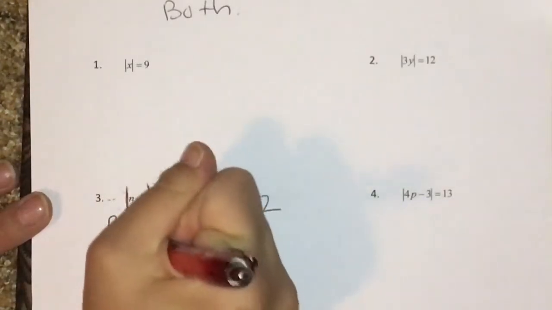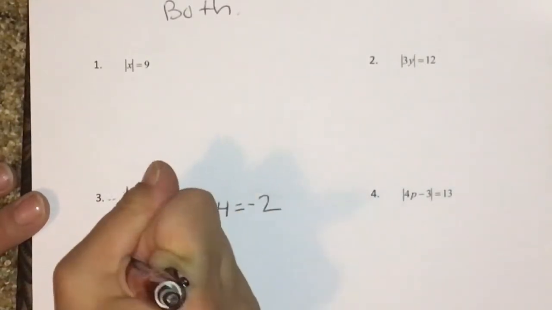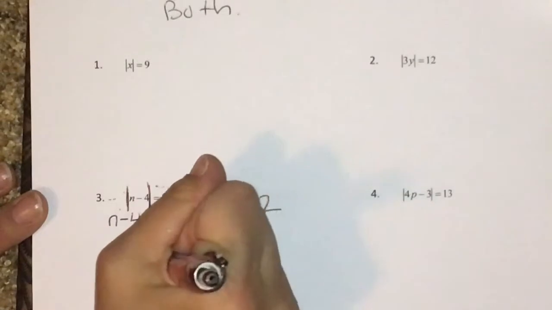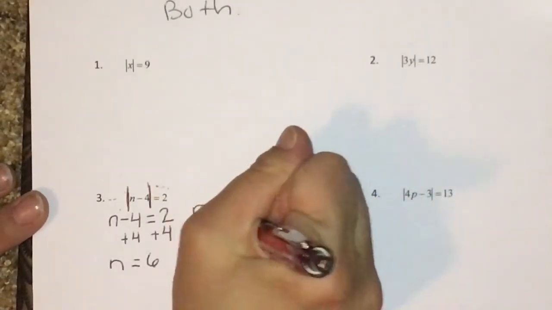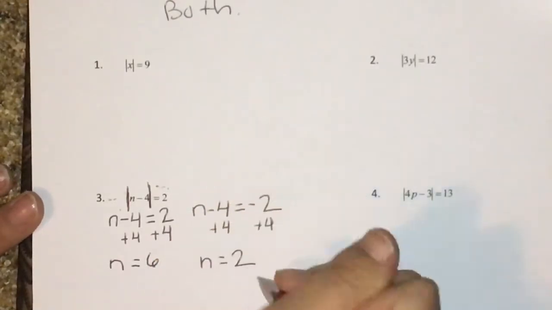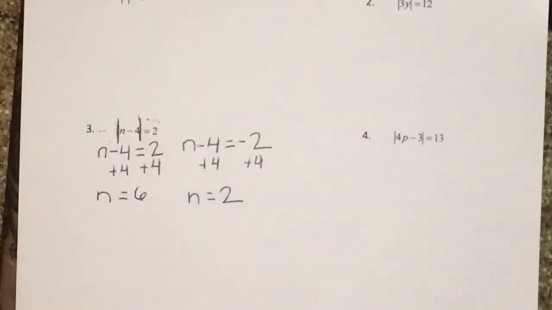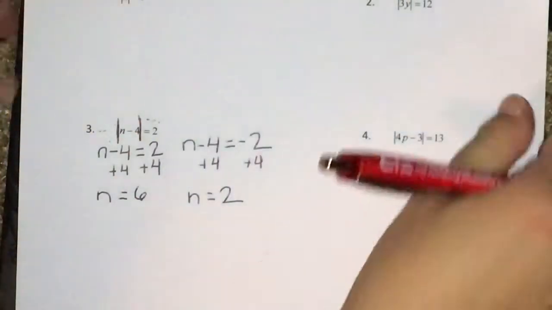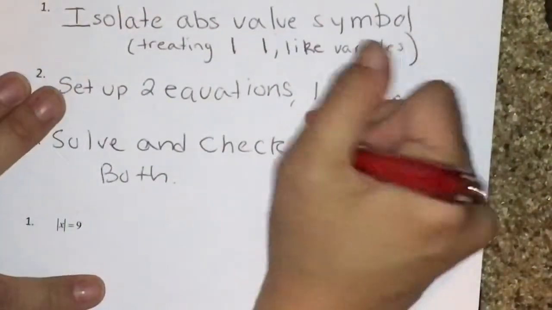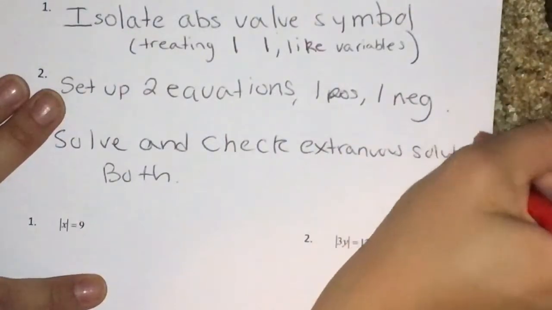So we have n minus 4 equals 2. Let's solve this one first. Add 4, and we get n is equal to 6. Add 4 over here, and we get n is equal to 2. You are always going to end up with 2 answers when you're solving an absolute value equation. These 2 answers might not both work. We have to check for what's called extraneous solutions.